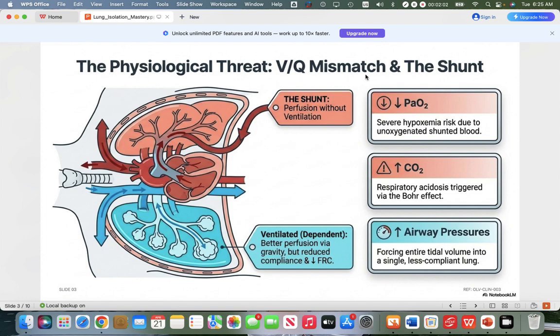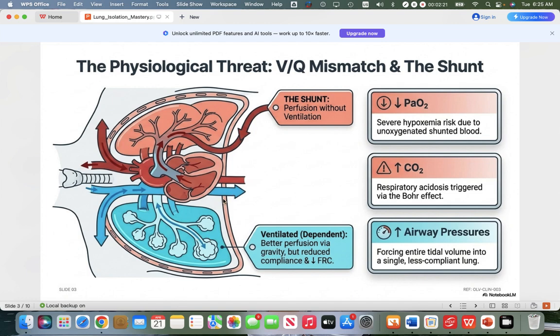What about the ventilation-perfusion mismatch and the shunt? It is a very important issue in this type of anesthesia. You can see, لاحظوا, this is the non-dependent lung. There is only perfusion, but there is no ventilation. While the second one is ventilated and has good perfusion.